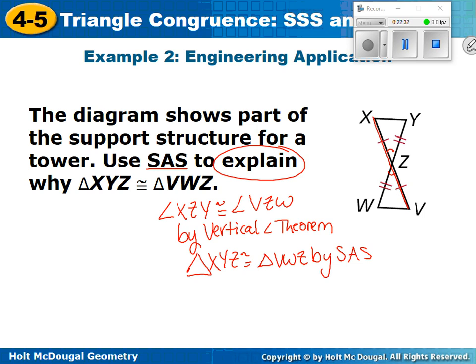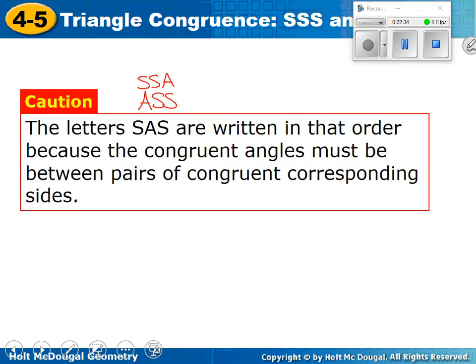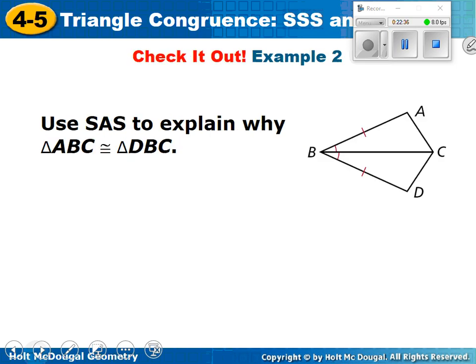Again, what's missing on the next one? And why is that side congruent? Which side would we need for side angle side? I've got side and angle. What side would I need for it to be side angle side? BC. Why is BC going to be congruent? Reflexive property. Would it be BC is congruent to BC or BC is congruent to CB?